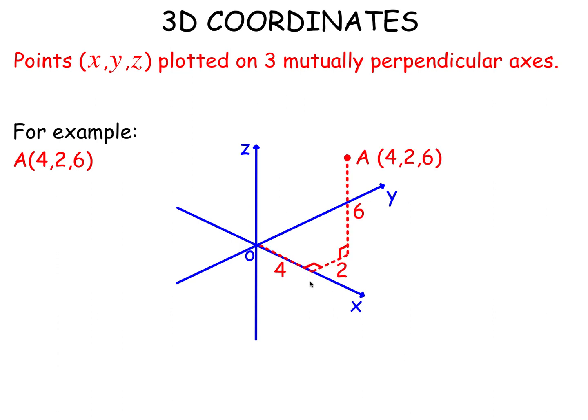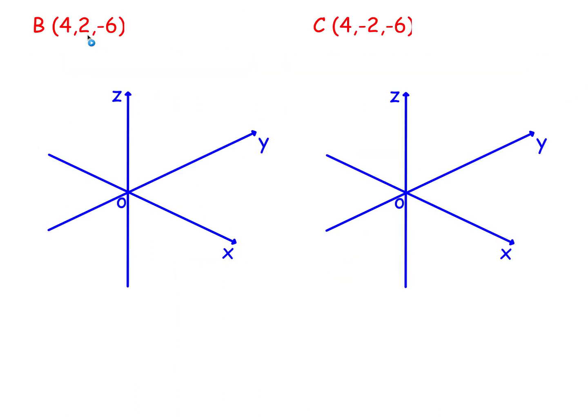So as best you can depict it, here it is, 4 along, and at right angles to that, 2 in the way, and at right angles to that, 6 vertically. That's the point 4, 2, 6 for the x, y and z coordinates. That's point A. So here's 4, 2, negative 6, as best you can depict it. That's 4 along on the x, 2 in on the y, and then 6 down on the z.